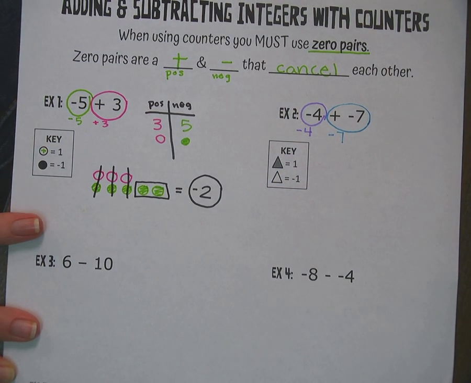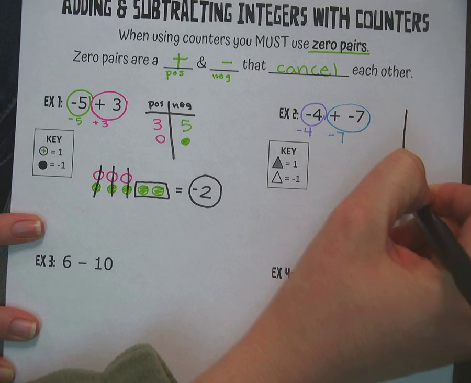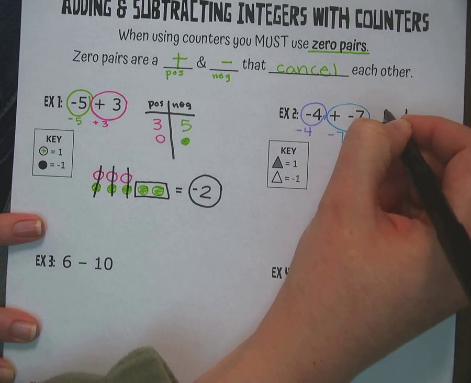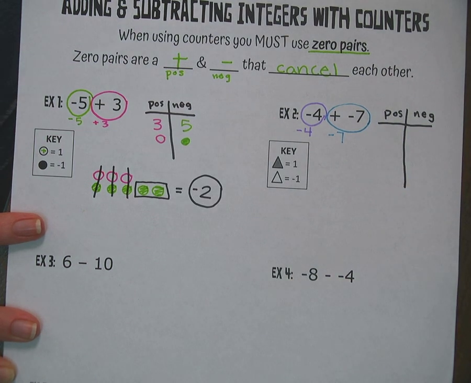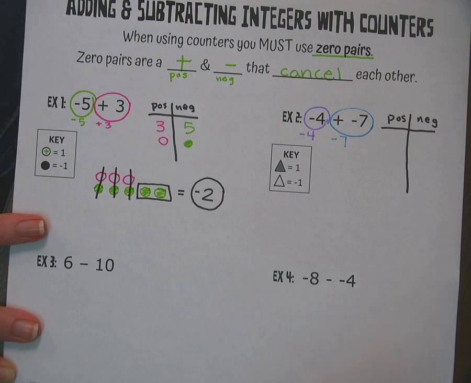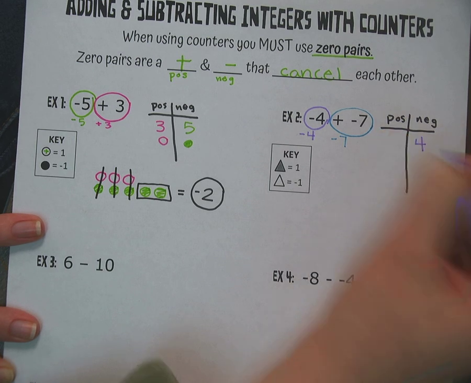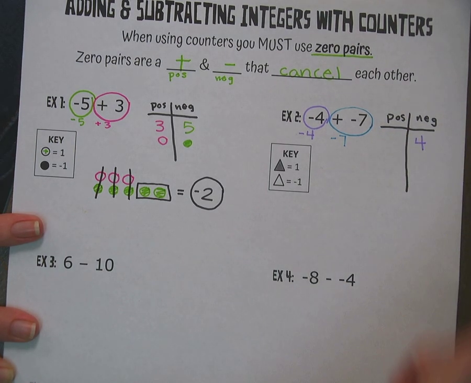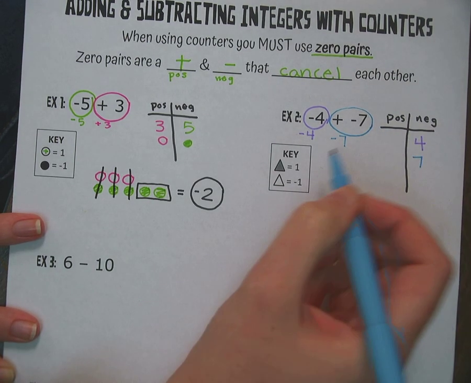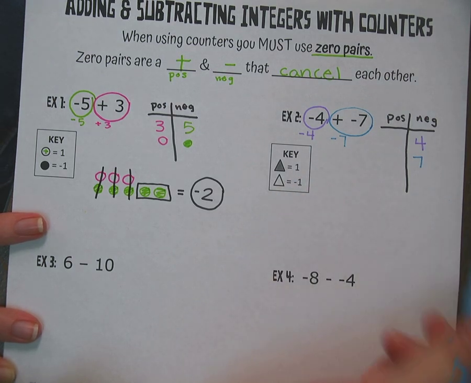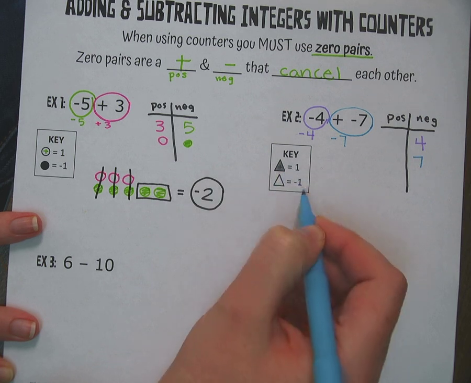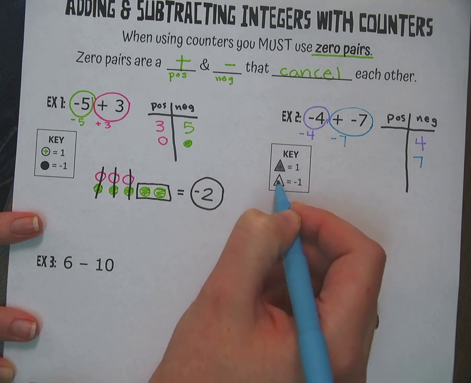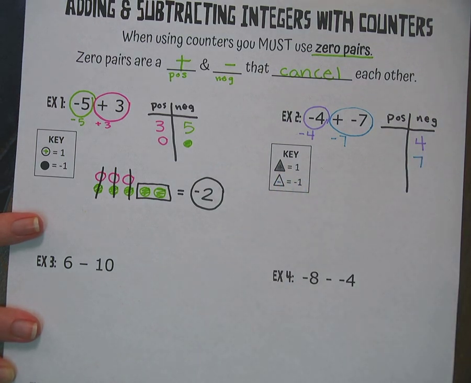And then I can draw my table. Remember, I have positives here, negatives here, and then I have negative 4, and then I also have negative 7. So we do not have any positives on this one. On my key, shaded in are positive, open are negative. So let's go ahead and draw our counters.